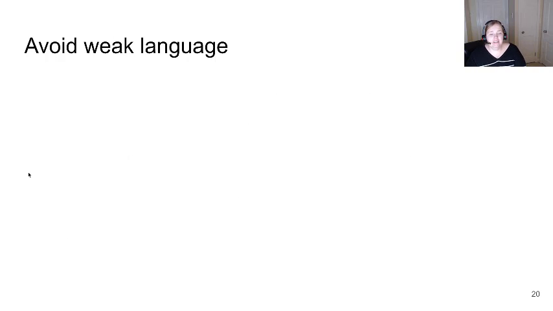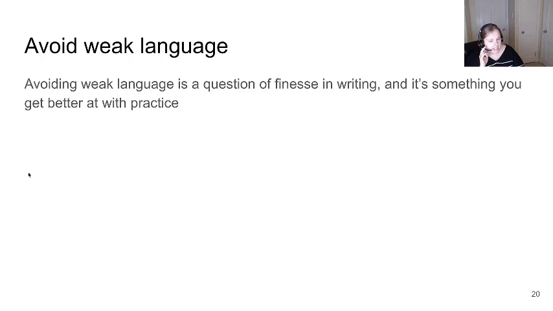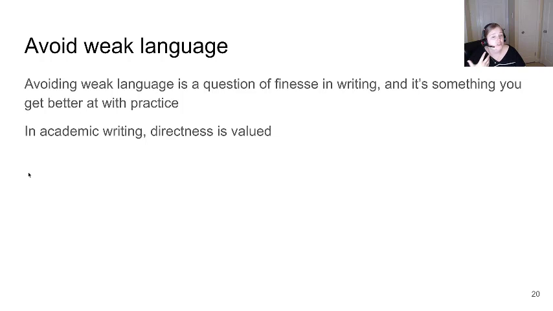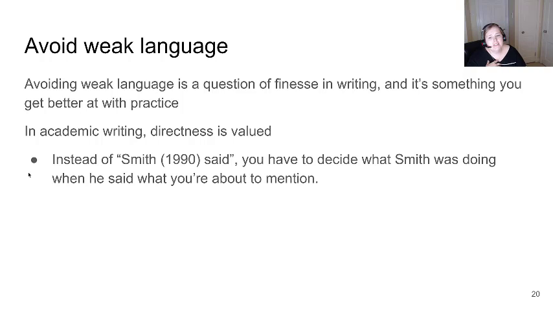And avoiding weak language, again, just to strengthen your writing, not so much about ambiguity, though it kind of is about ambiguity too. It's a question of finesse, I suppose. You get better at it with time, but in academic writing, directness is valued. So instead of saying "Smith 1990 said," you really should decide what Smith is doing when he said what you're about to mention, right?